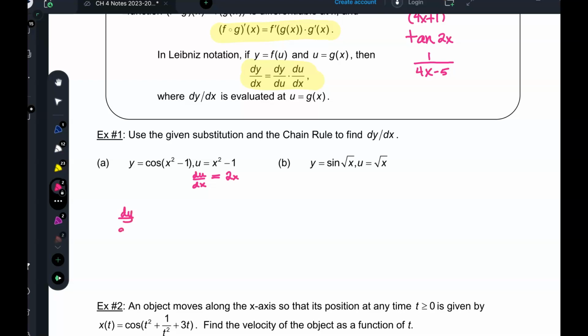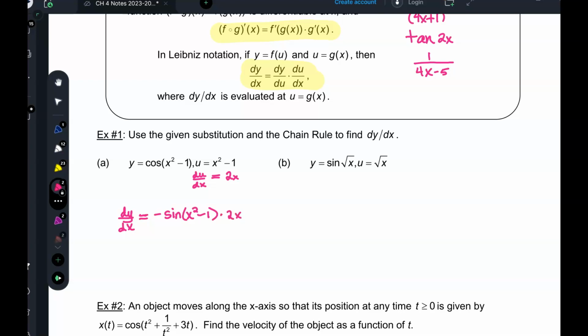So my dy dx would be... Okay, so we're going to do dy du. In other words, the derivative of cosine would be negative sine. And then we leave the x squared minus 1, times du dx. So times 2x.